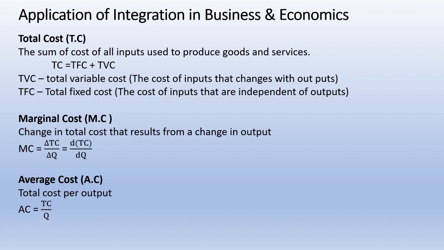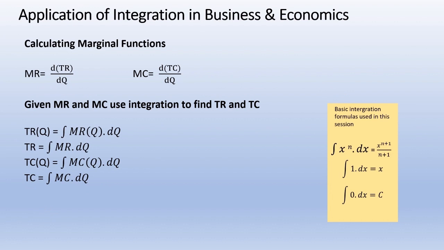Calculating marginal functions. MR is equal to d of TR by dQ. MC is equal to d of TC by dQ. Given MR and MC, use integration to find TR and TC. These are the formulas. Basic integration formulas used in this session.